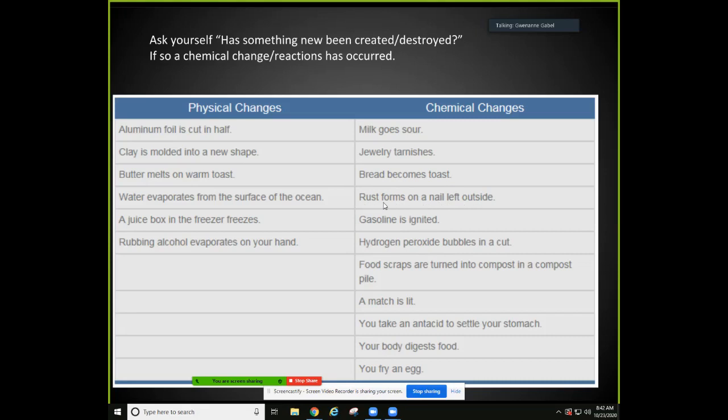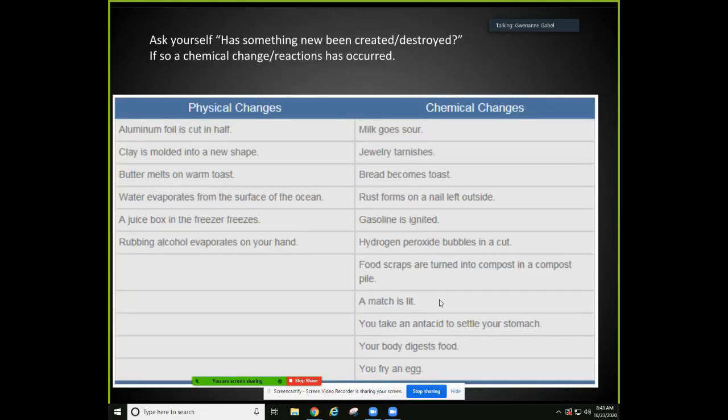Again, rust forming on a nail. This is called oxidation. This nail is creating a new substance when it rusts. Okay, the rust is the new substance. When we light gasoline on fire, okay, when we light anything on fire, it's called combustion, and that's a chemical change. When hydrogen peroxide bubbles in a cut, bubbles is a sign of a chemical change. The hydrogen peroxide is reacting with the germs and stuff inside your cut. Food scraps turn into compost. That's basically saying that the food scraps are decomposing.